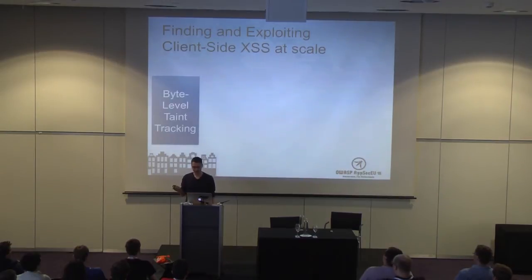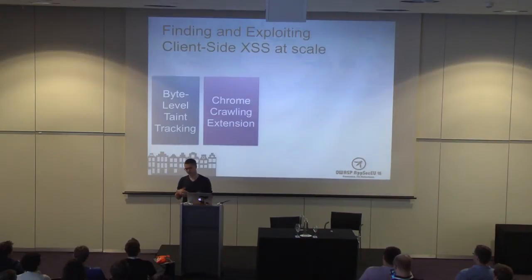First of all, as I already mentioned, we have this taint-aware browsing engine, the Chrome engine. This works on a byte level. That means for each character in a given string, we can specifically say where it came from. Was it hard-coded? Was it from the URL? Was it from the cookie, et cetera? On top of this Chromium browser, we built a crawling extension that would crawl a large number of websites, but also collect all these data flows that we discovered from attacker-controllable sources to security-critical sinks, such as document.write.